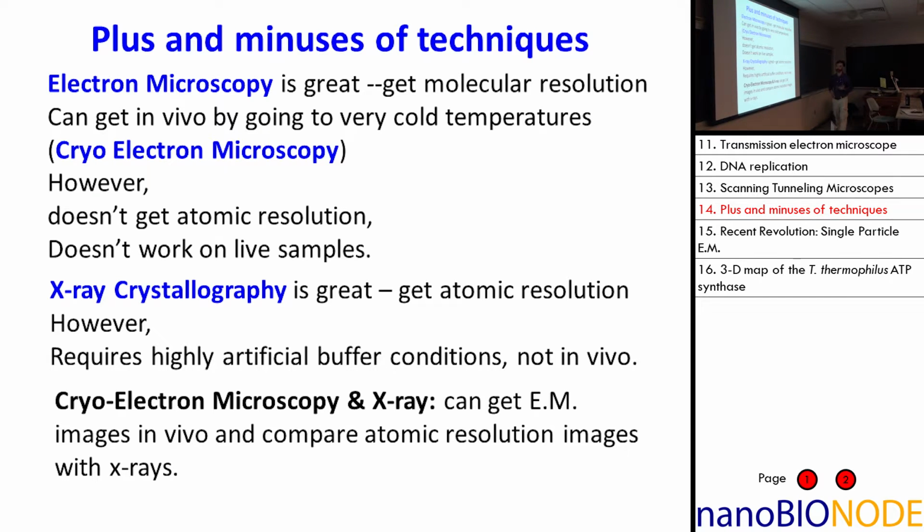And X-ray crystallography is really great. That is, you get atomic resolution. However, with X-ray crystallography, it's highly artificial in that in order to form the crystals, you need to put it in all sorts of strange buffers and so forth. And of course, there's no way of doing it in vivo. However, if you take cryo-electron microscopy, where you can't do live samples.